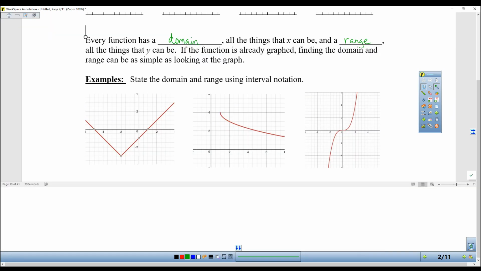So when I look at this first graph, it's an absolute value graph, which is always a V. And I look at it and I see that it goes all the way. I couldn't figure out how to make this draw arrows, but it is supposed to have arrows. I'll go ahead and put them on now. It goes all the way from the left all the way to the right. When it covers the whole entire x-axis, we say that the domain is all real numbers.